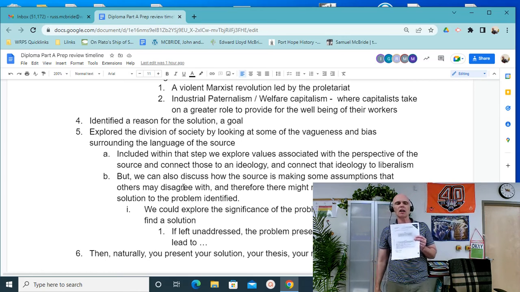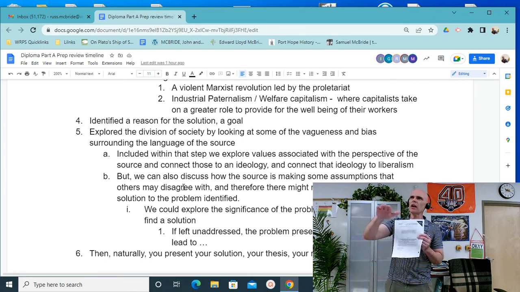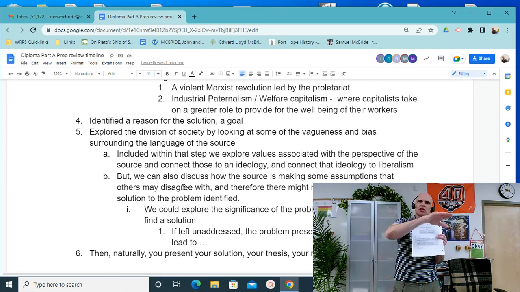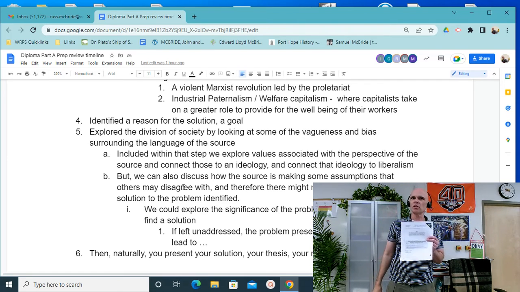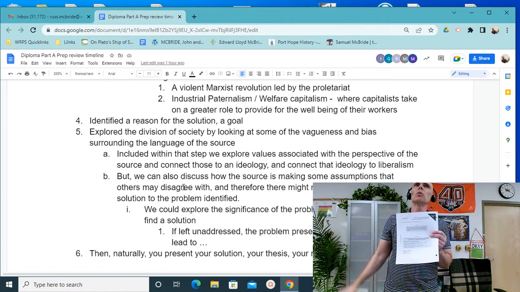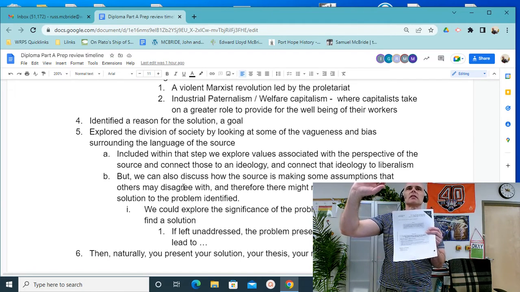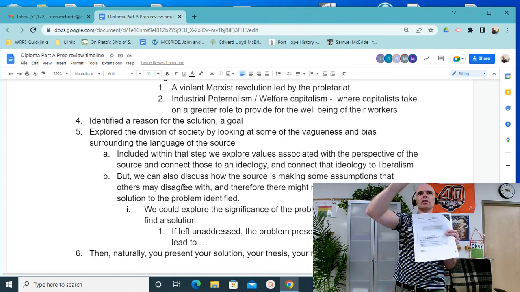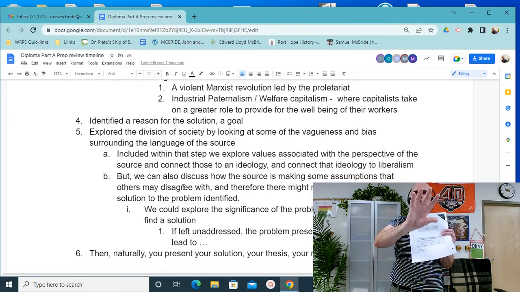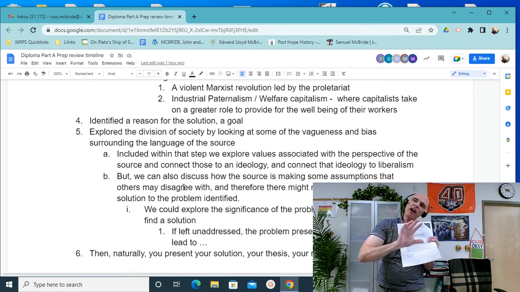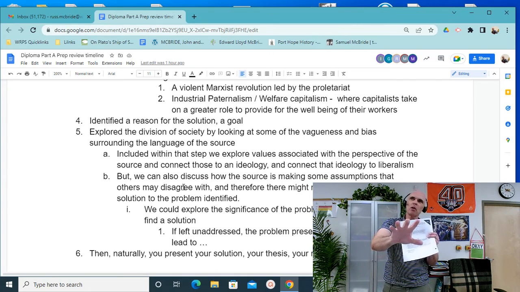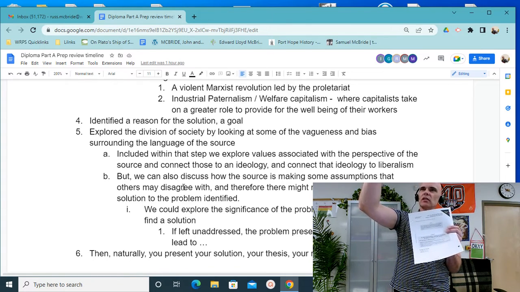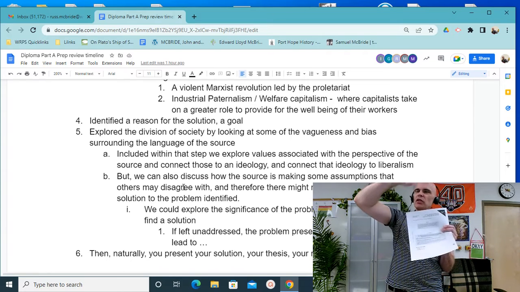One other step that you could talk about before you get to your thesis is, if left unaddressed, the problem expressed in the source could lead to what? That's the significance of the source. And I would argue that that logically would be the sentence leading up to your thesis. So you've unpacked the source, you talk about their perspective, you talk about how others disagree. Now you're going to say, but we need to find a solution, because if we don't, it's the death of liberalism. Here's the solution. That's your thesis statement. So logical order here. It's very convincing. Unpack the source, talk about the division of society.